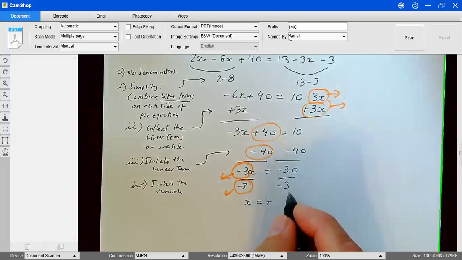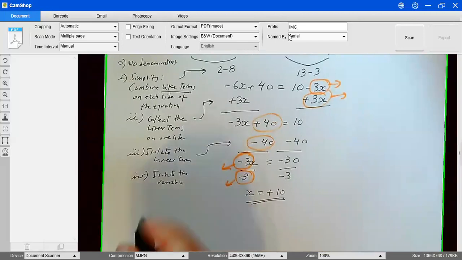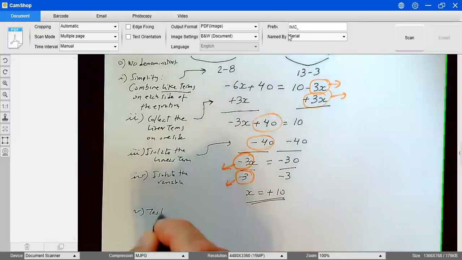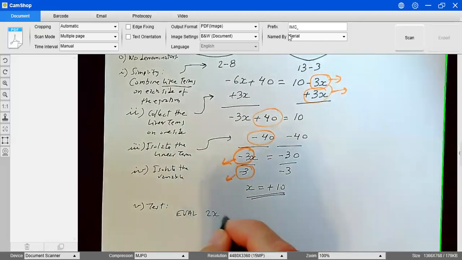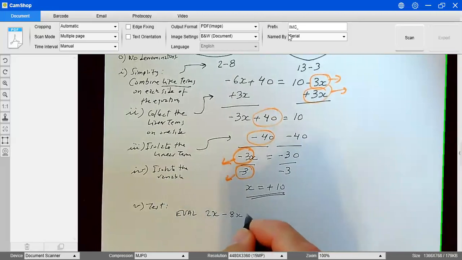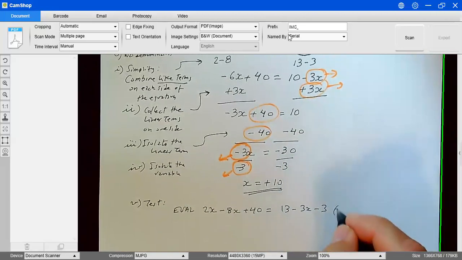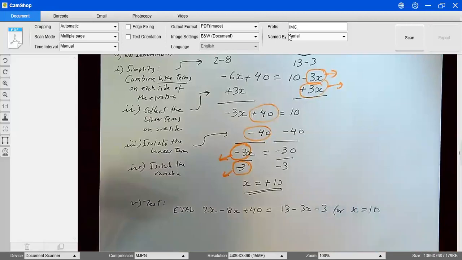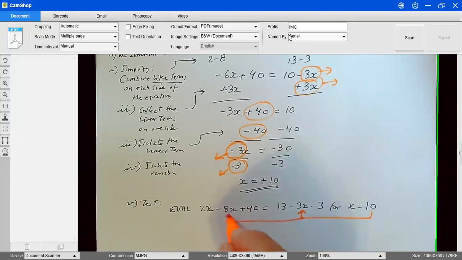30 divided by 3 is going to be 10. So this is the proposed solution. So we're going to test the solution by evaluating the original equation, 2x minus 8x plus 40 equals 13 minus 3x minus 3, for the proposed solution, which is 10, meaning that we're going to replace every x with 10.